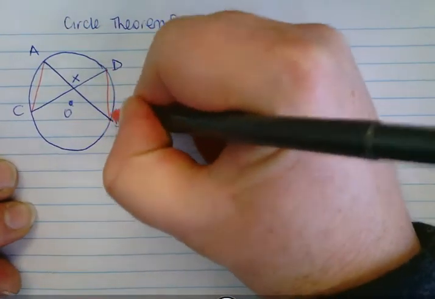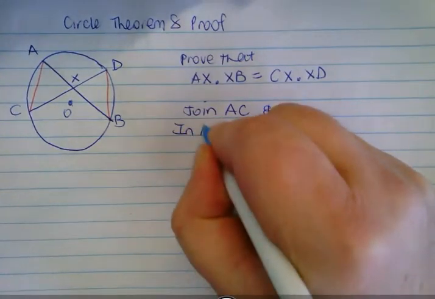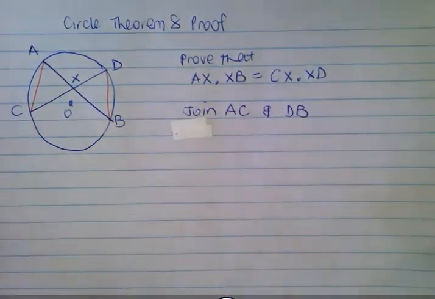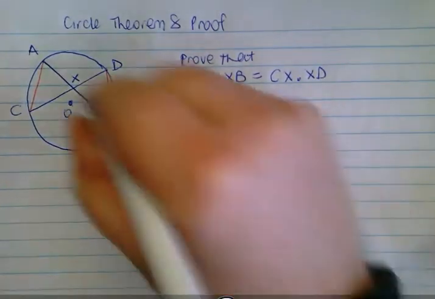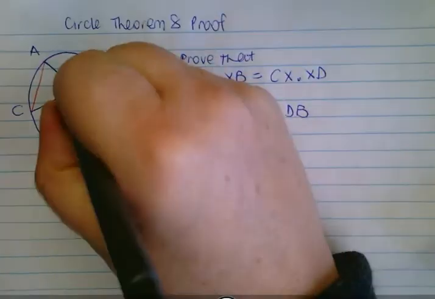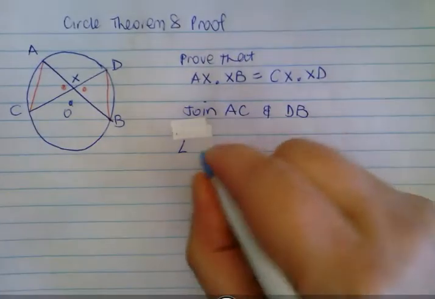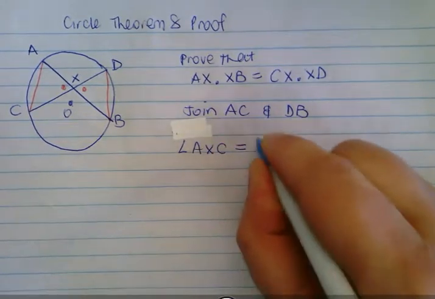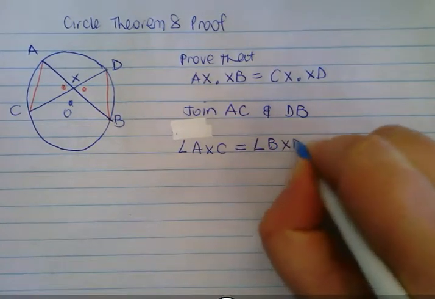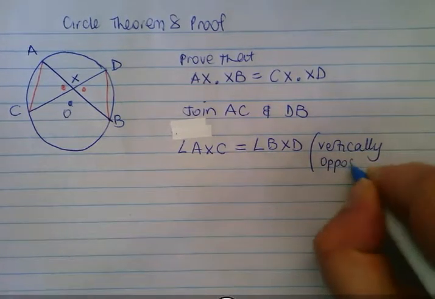Now we want to prove that these triangles are similar. What have we got? Angle. What about here? We've got vertically opposite angles. So angle AXC is equal to angle BXD, reason: vertically opposite angles.